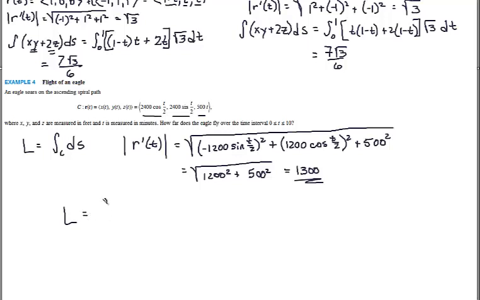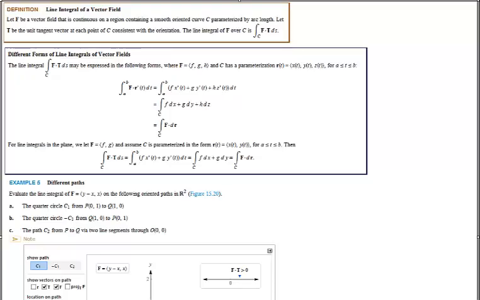That means our line integral is now the integral from 0 to 10 of the magnitude of our r vector, which is 1300, dt. And for this, you then get 13,000 feet when you integrate that.